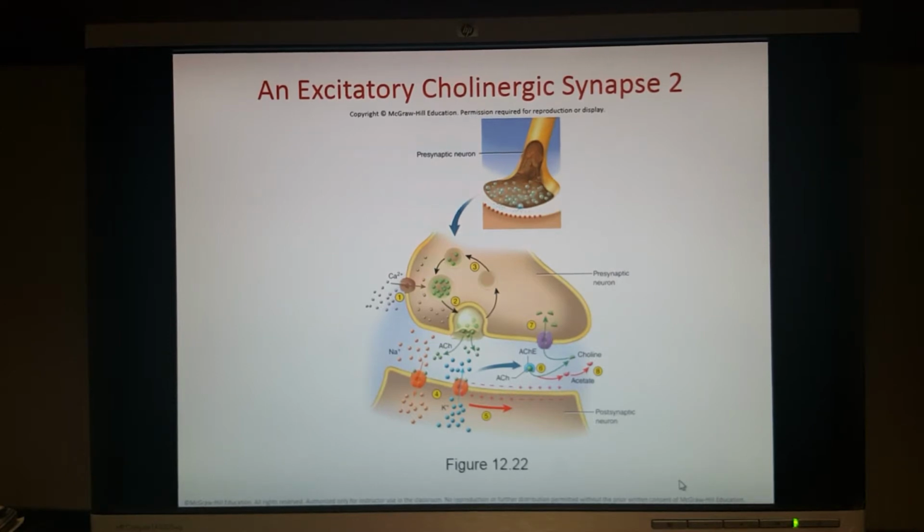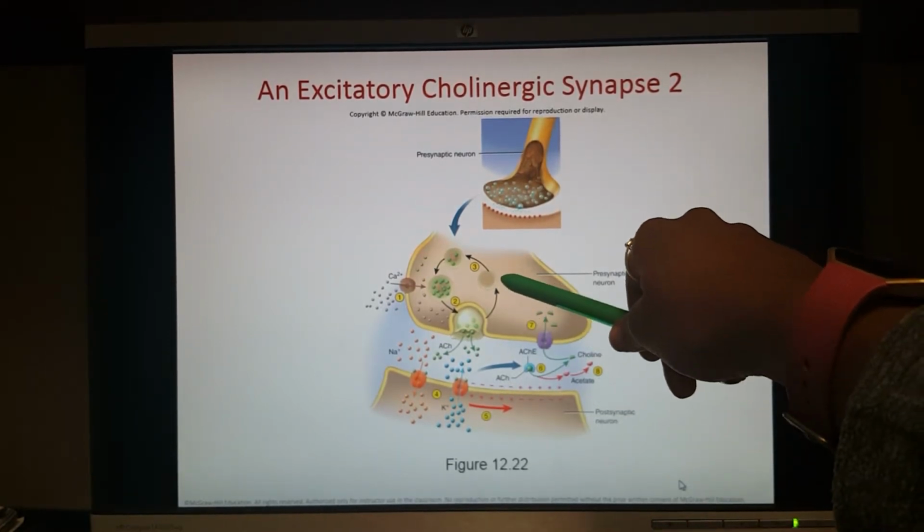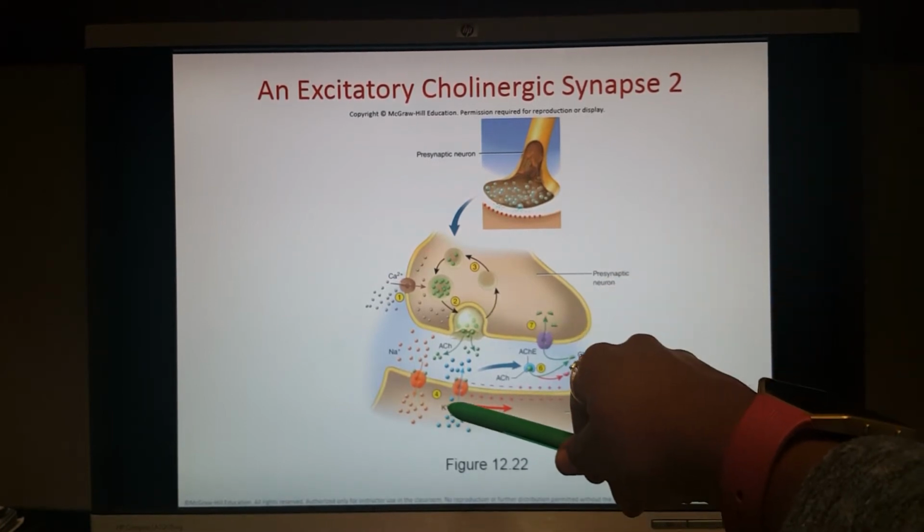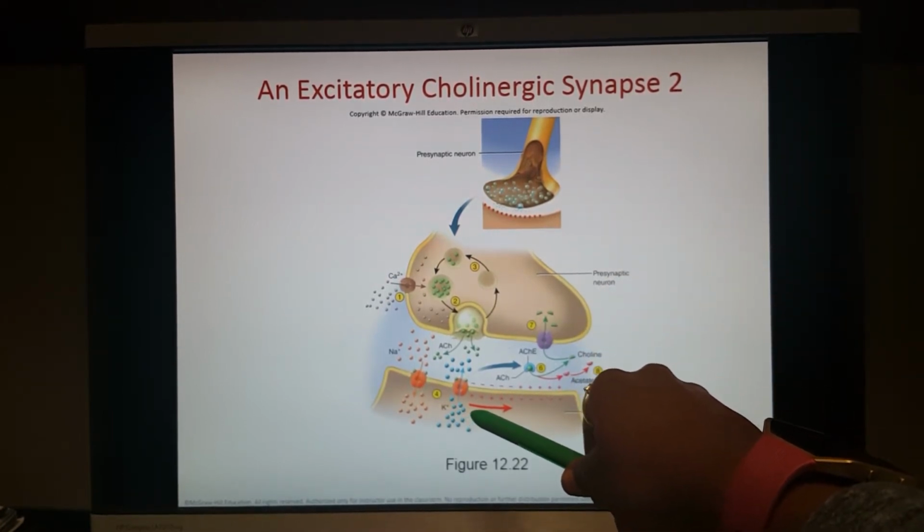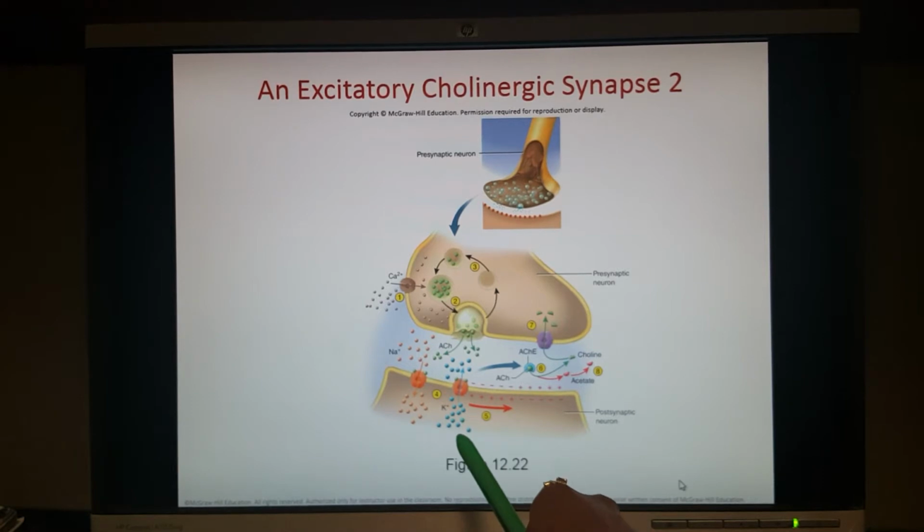So an excitatory cholinergic synapse, your acetylcholine is released from your presynaptic neuron, binds to a receptor in your postsynaptic cell. So this allows positive ions to move into that neuron or next cell. And as you have these positive ions moving in, that local potential moves towards threshold, and it's more likely to fire an action potential.